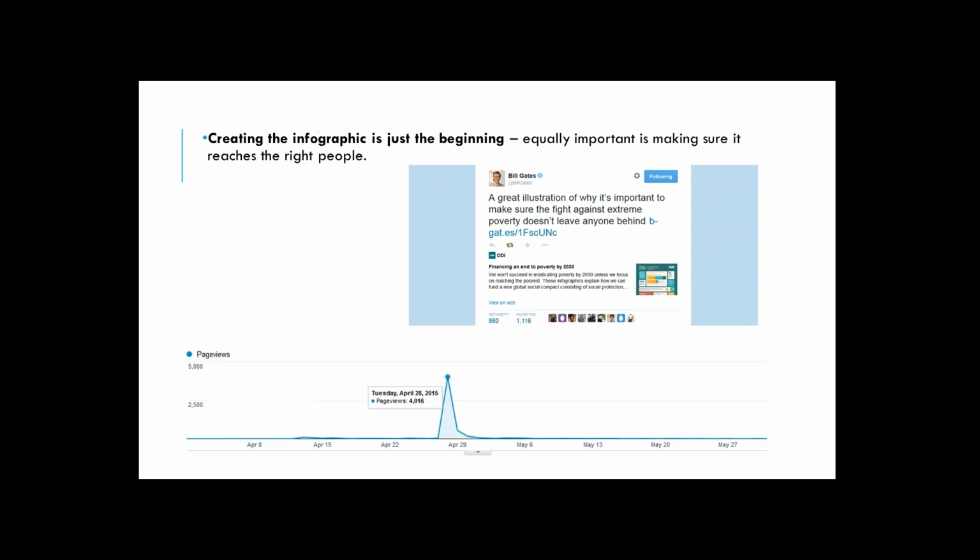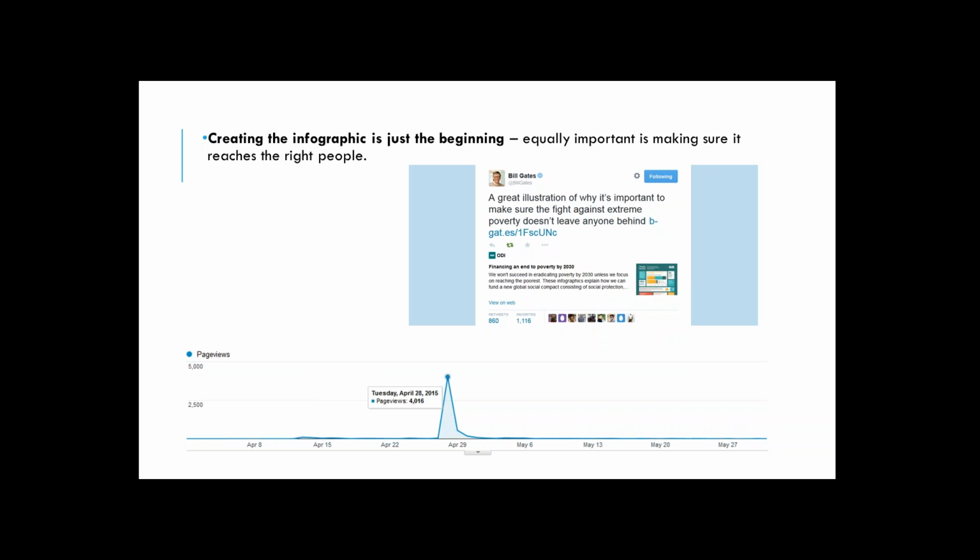And the next one, the second to last one, I think, is so creating the infographic, as Katie mentioned, is really actually just the beginning of the process. So dissemination is equally important, and making sure that you're targeting influencers and the people that you want to be reading and sharing this infographic.